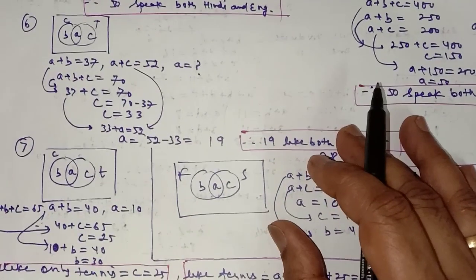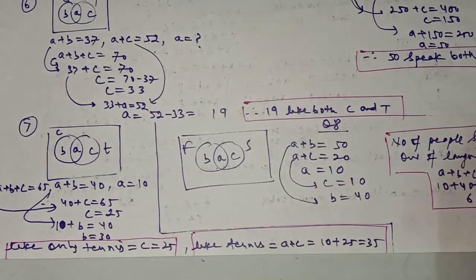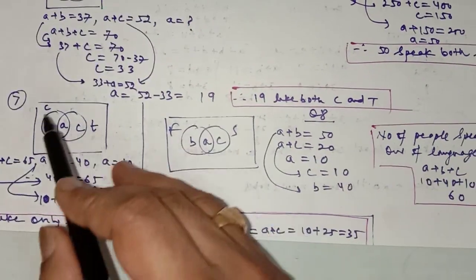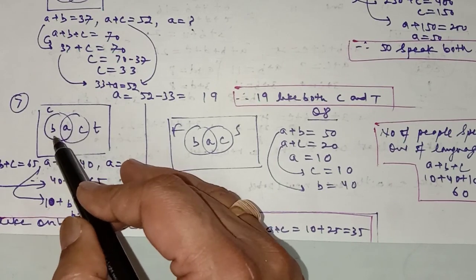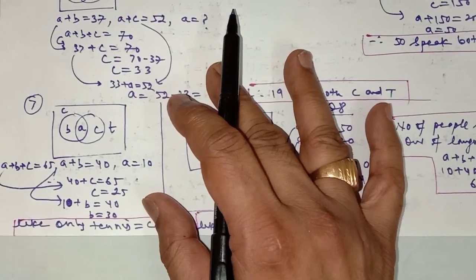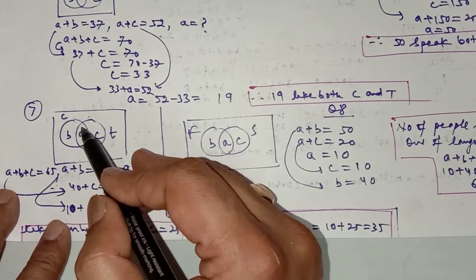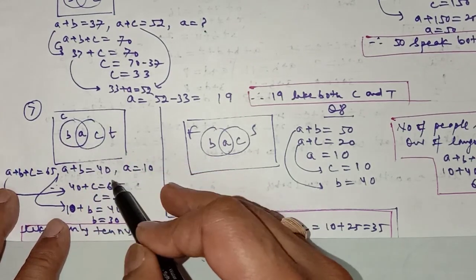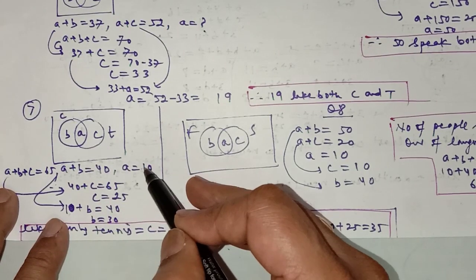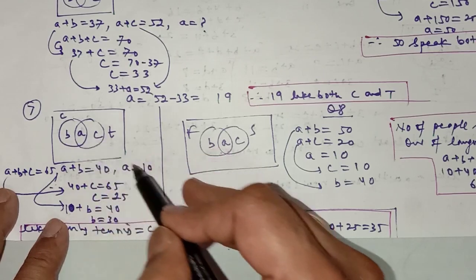In question number 7, it is given that in a group there are 65 people, 40 like cricket. So like this, draw the Venn diagram. There is a group of 65, that is A plus B plus C is given as 65. Now the number of persons who like cricket is A plus B, it is 40, and the number of persons who like tennis is A plus C. You have to find, and the number of persons who like both cricket and tennis is A.